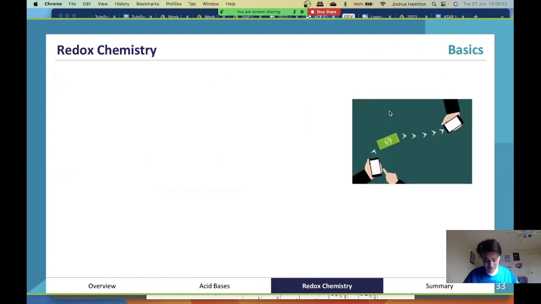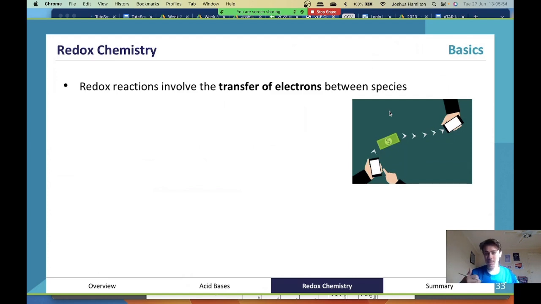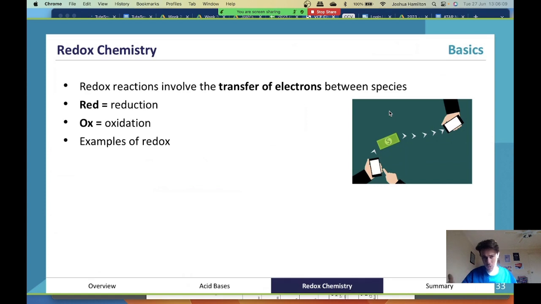So redox is basically a concept that involves the transfer of electrons. It's kind of like how we transfer money. Electrons are like the currency of our molecules. Red means reduction, ox means oxidation. These are the two key things that happen. We have reduction and oxidation. Without them, we don't have a redox equation.